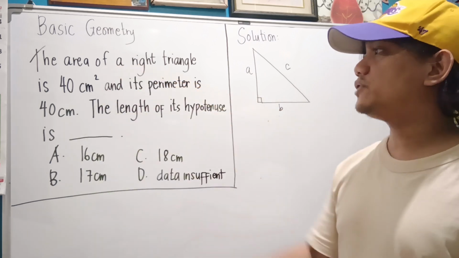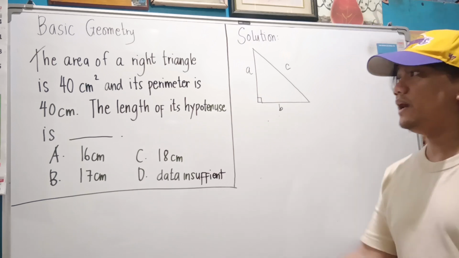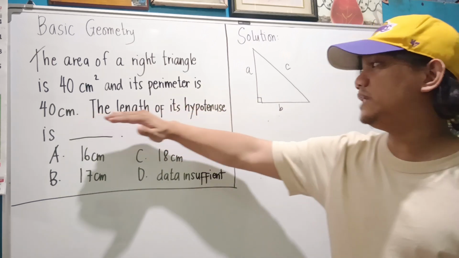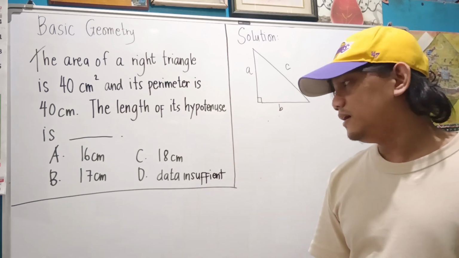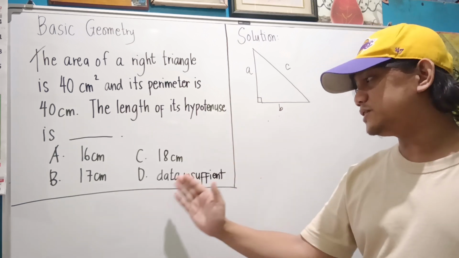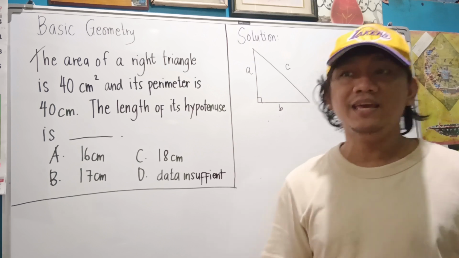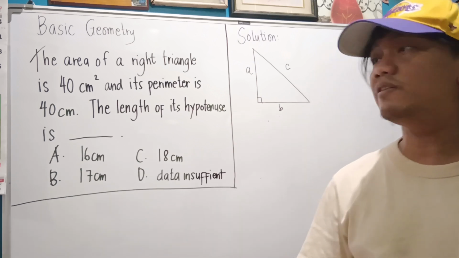So the area of a right triangle is 40 centimeters squared and its perimeter is 40 centimeters. The length of its hypotenuse is blank. As you can see, there is a choice which is "data insufficient." So let's see if the data is insufficient to solve the given problem.